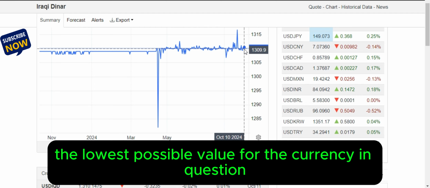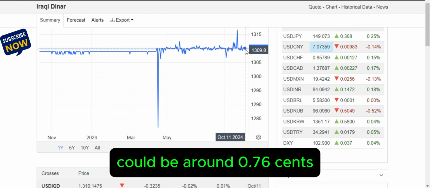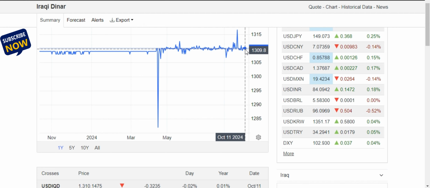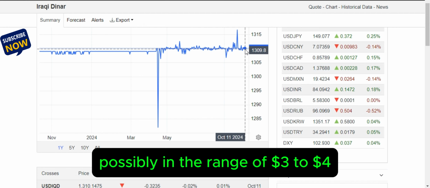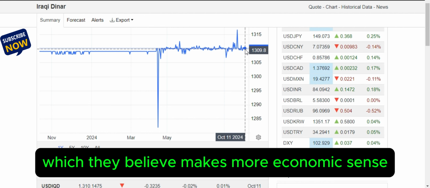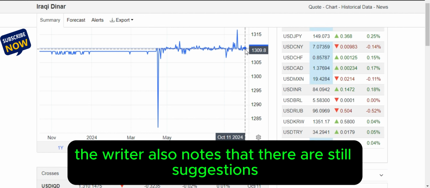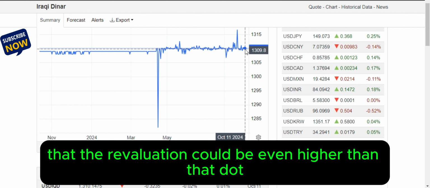The lowest possible value for the currency in question could be around 0.76 cents. However, they expect a higher revaluation, possibly in the range of $3 to $4, which they believe makes more economic sense. The writer also notes that there are still suggestions indicating that the revaluation could be even higher than that.